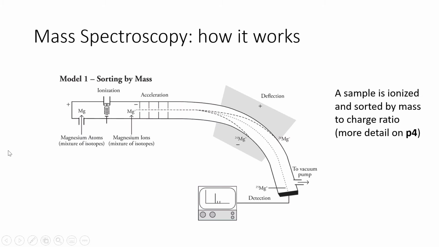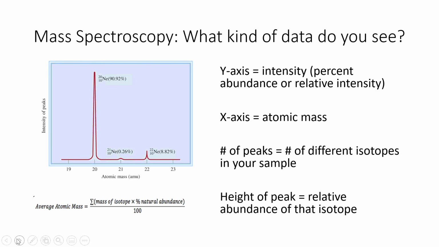All right, so mass spectroscopy. This is one type of spectroscopy that we have already looked at. If you want to look back at our POGL that goes into mass spec in more detail, that's on page 4. Basically what's happening in mass spec is the machine is ionizing our sample and sorting it by a mass to charge ratio and counting the number of particles it detects at each atomic mass.